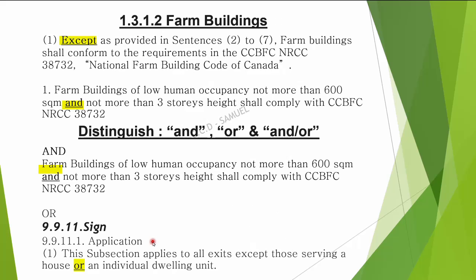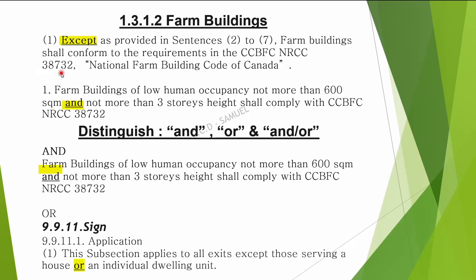Now let's look at 1.3.1.2, farm buildings. Except as provided in sentence 3, farm buildings shall conform to the requirements in CCBFC NRC 38732, National Building Code of Canada. Please note, farm buildings are to be dealt with under this code. They do not fall under the Ontario Building Code. Please note.